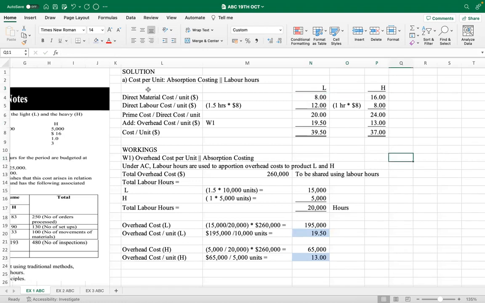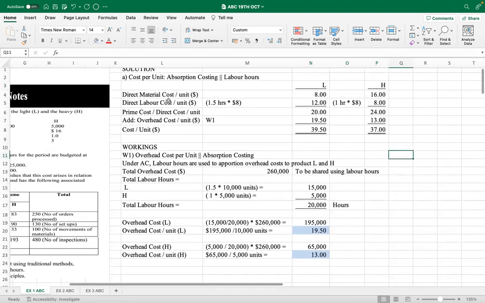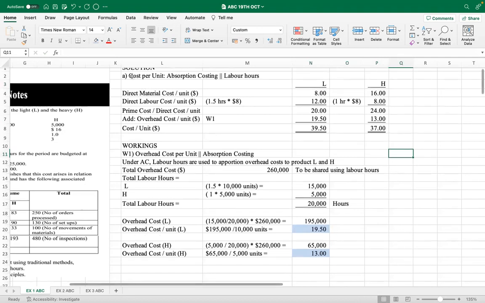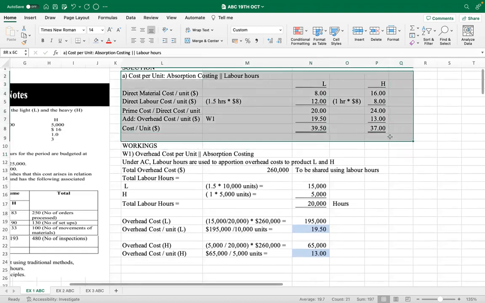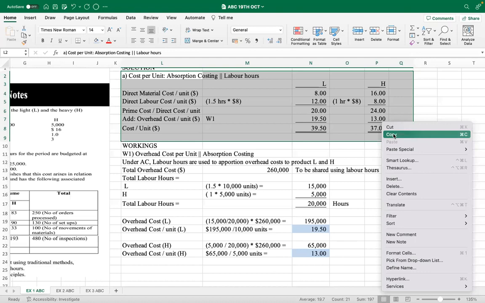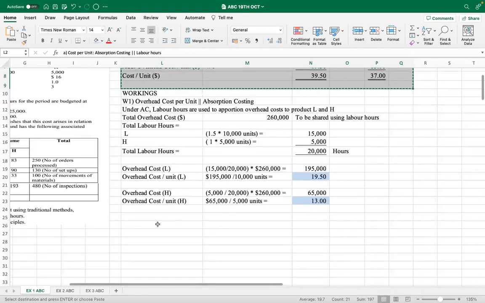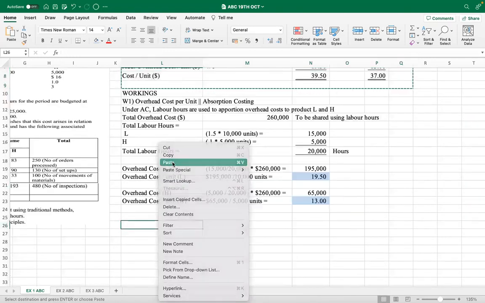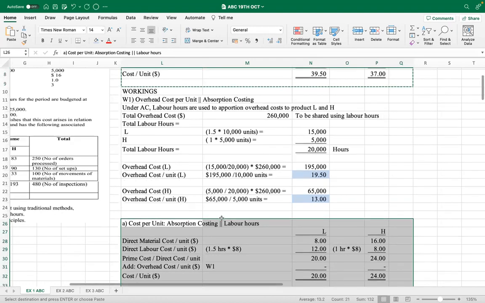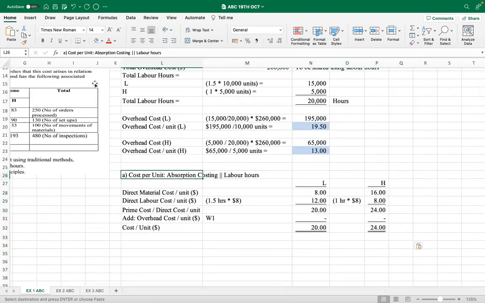Okay, so that was under absorption costing. But part B was asking us to calculate the same under activity-based costing. So I'll change this now to B. I'm getting cost per unit now under activity-based costing.